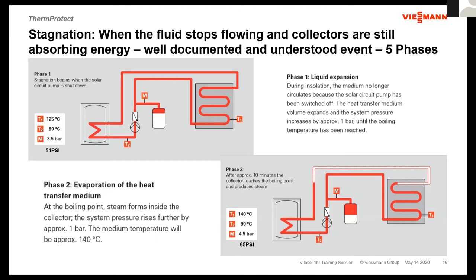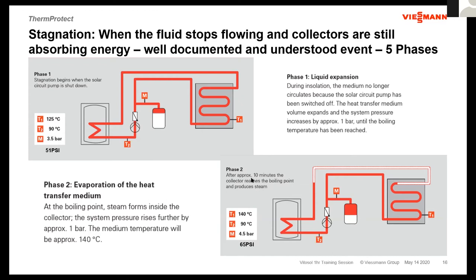So phase one of stagnation is when that pump turns off. And basically, when the pump turns off, but we're still having energy hitting the collector here, what will happen is the temperature is going to rise. And when temperature rises in a closed loop system, we also get a pressure rise. So our pressure is going to rise here. And eventually, we're going to get to a point where we move into phase two.